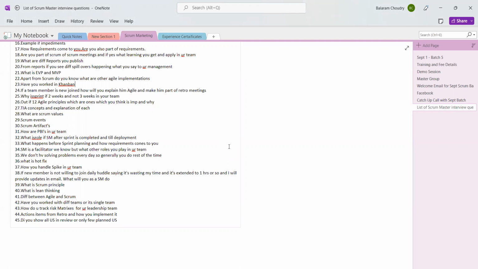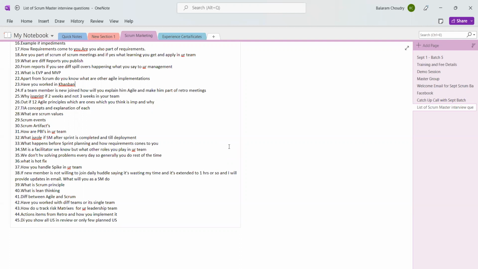Have you worked in Kanban? Say no. Simplest answer, no. And what is Kanban? Say it. Kanban is a framework that is chosen where the workflow is continuous, where the work is continuous, mainly to support operations. For operational work, Kanban is used.